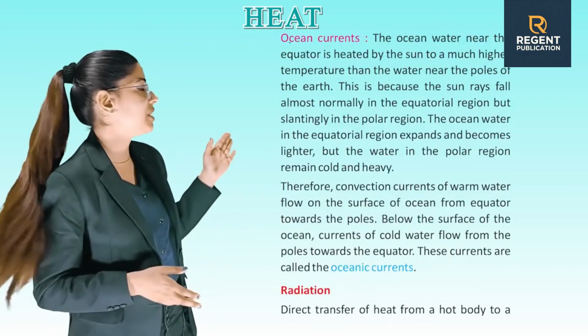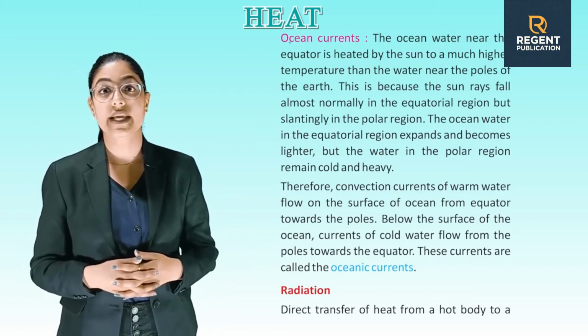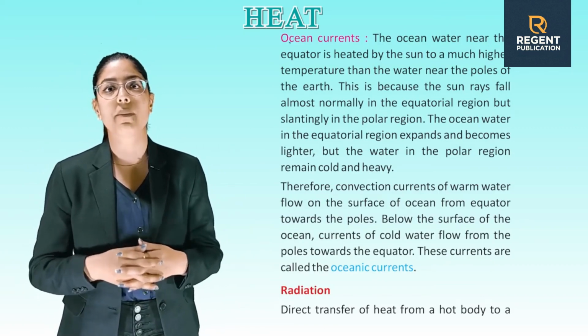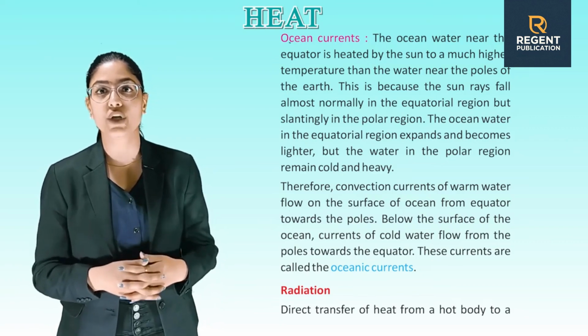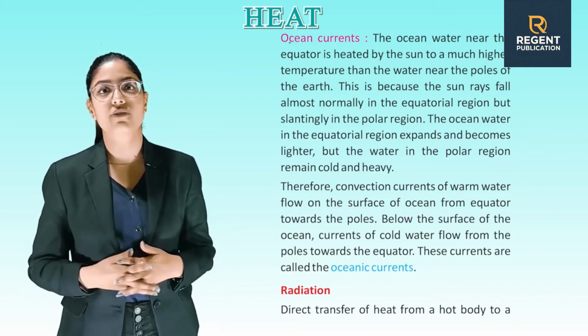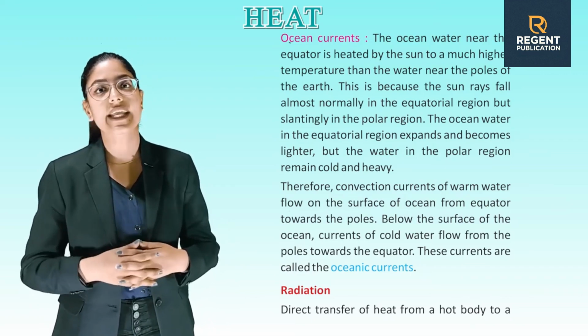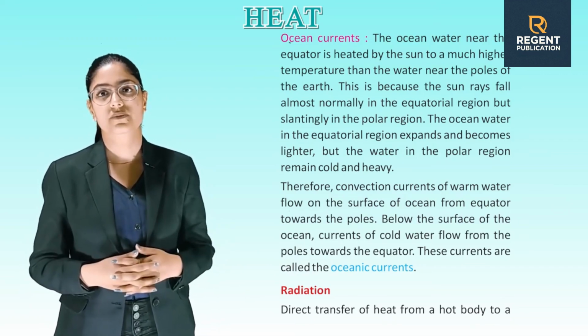Next is ocean currents. The ocean water near the equator is heated by the sun to a much higher temperature than the water near the poles of the earth. This is because the sun rays fall almost normally in the equatorial regions but slantingly in the polar region.